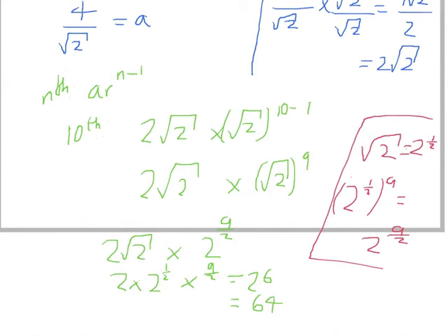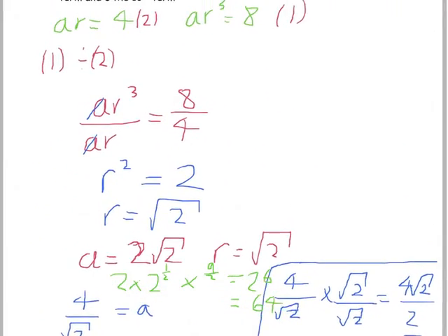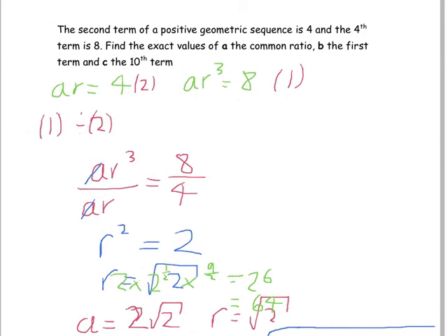So the key thing here is to always write down what you're told in its form in terms of the term in the sequence.